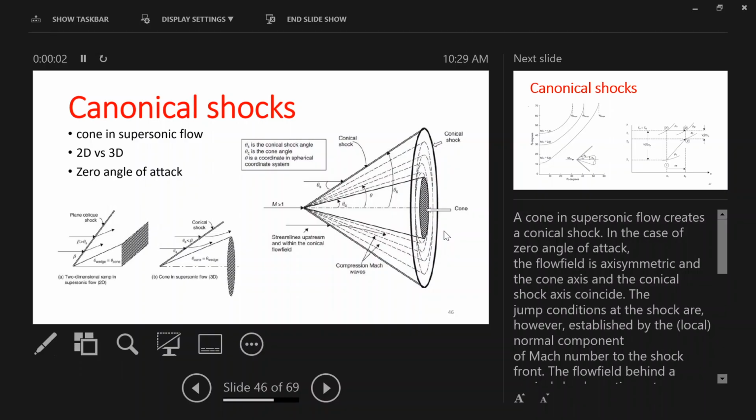Okay, so today we are going to continue the discussion on the shock waves. We are going to continue discussion on the Mach waves in general. And the first thing we are going to discuss is going to be the conical shocks.